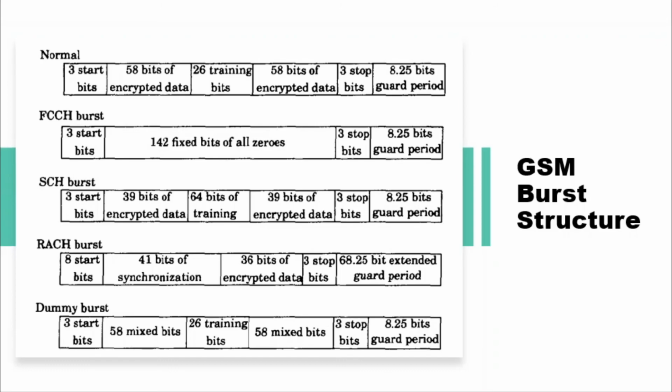Dummy burst is used when there is no information to be carried on the unused time slot of the BCCH carrier, which is for downlink only. Access burst. This burst is of much shorter duration than the other types. The increased guard period is necessary because the timing of its transmission is unknown. When this burst is transmitted, the BTS does not know the location of the MS, and therefore the timing of the message from the MS cannot be accurately accounted for. The access burst is uplink only.